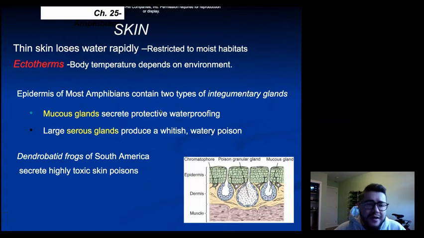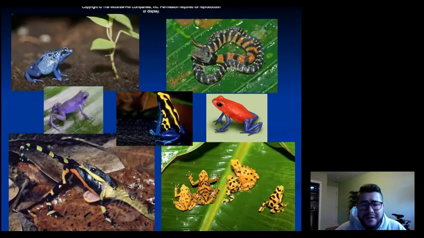One last thing on their skin is frogs are ectotherms, which means that they cannot produce their own heat. So their body temperature depends on the environment that surrounds them.